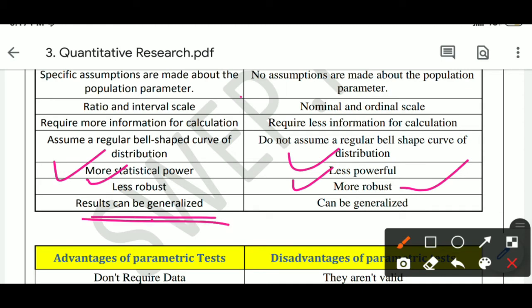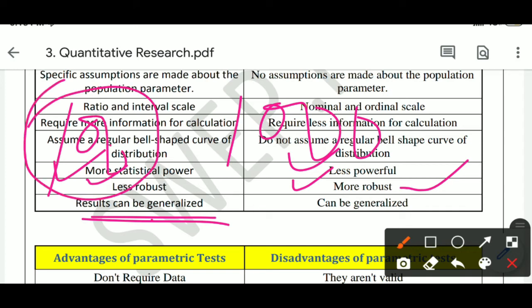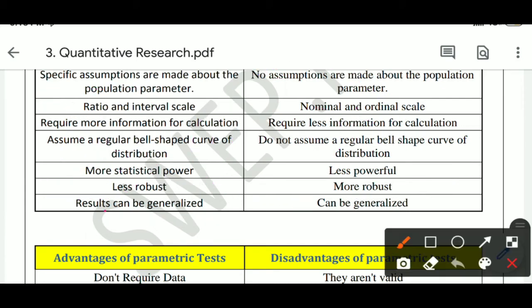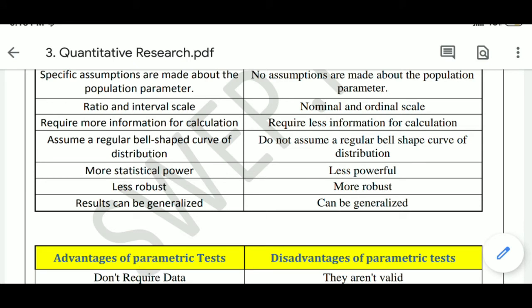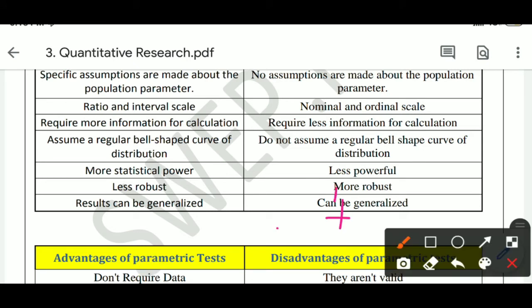As I already told you, you can generalize to a large population by taking a small sample of a large population, like a thousand samples. You just take 100 samples and make the assumption or conclusion or generalization. You just apply the same characteristics to this large population, so it can be generalized. But in the non-parametric test, it can't be generalized.